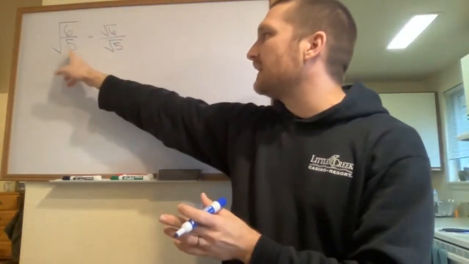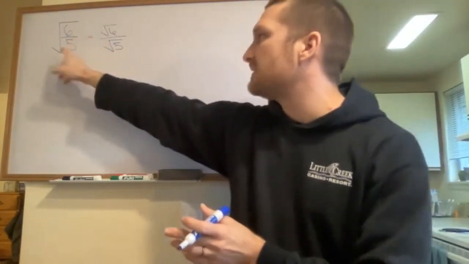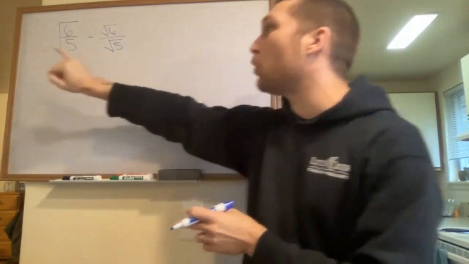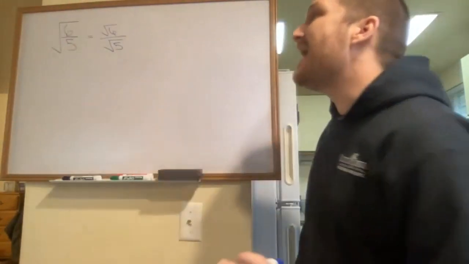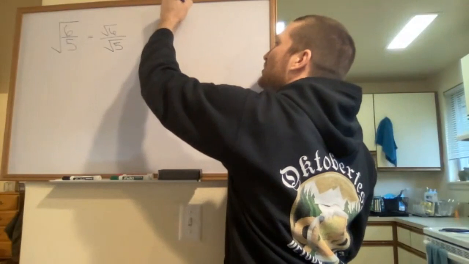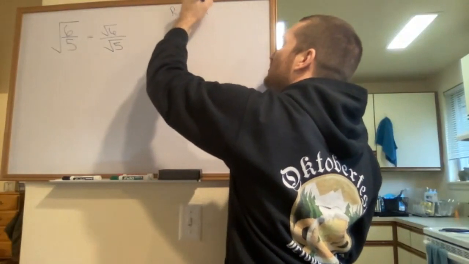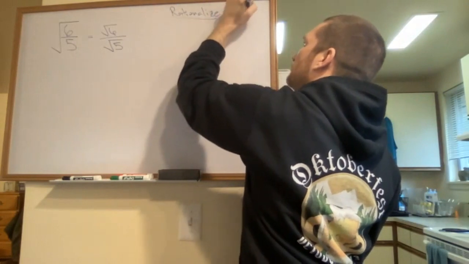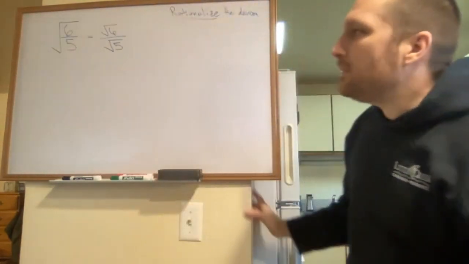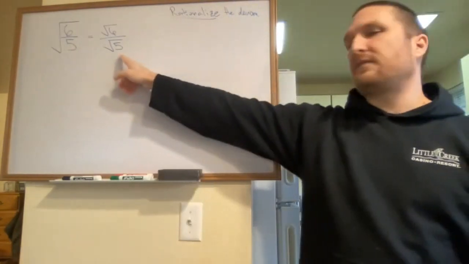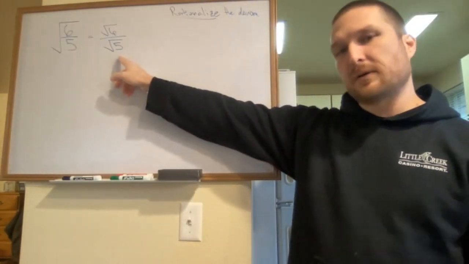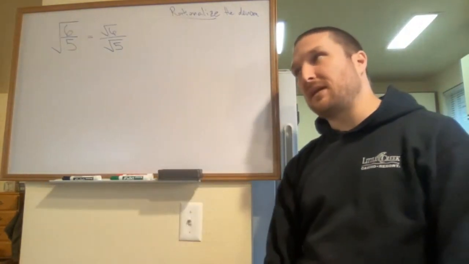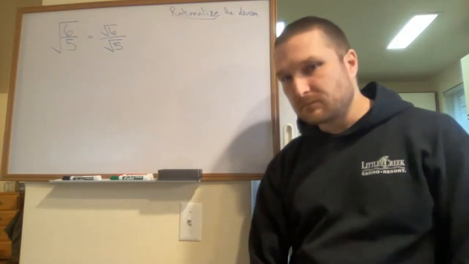So whenever I see something like this, I'm thinking of both forms and seeing which is going to be more advantageous to me. If you're given something that looks like this or like this, either way, and you're told to rationalize the denominator, what we mean is, first off, the square root of 5 is an irrational number. It means it cannot be written as a ratio of two integers. It is not a terminating or repeating decimal.